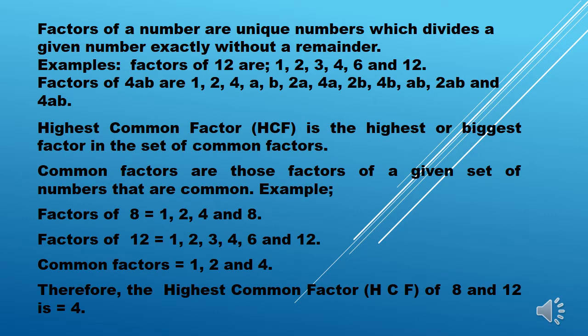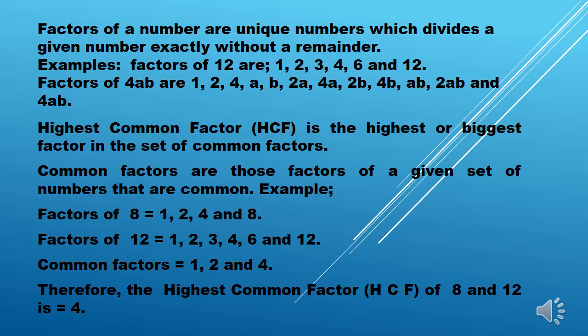What are factors? Factors of a number are unique numbers which divide a given number exactly without a remainder. Example: we have the number 12, and the factors of 12 are 1, 2, 3, 4, 6, and 12. These are unique numbers because they are the numbers that divide into 12 without a remainder.